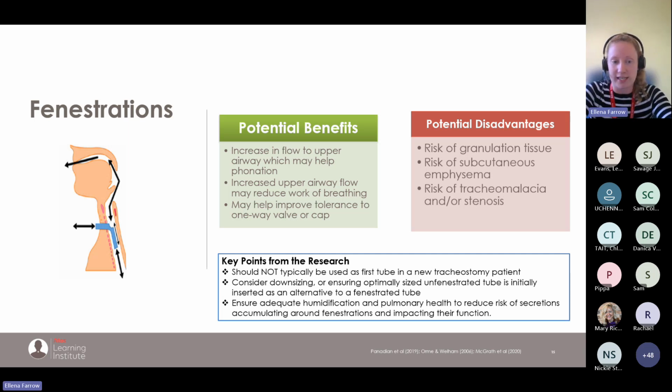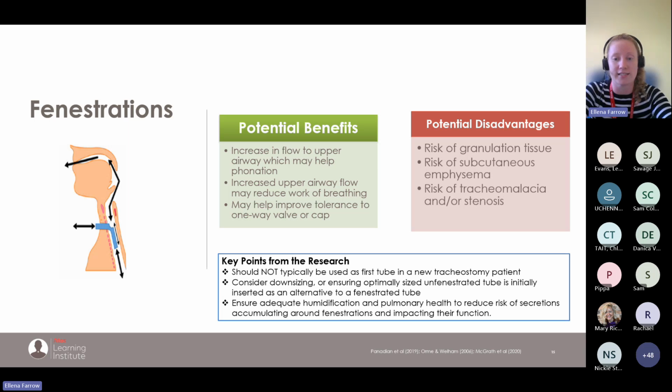So these are the key recommendations that we found in the research at the moment. The recommendation is that your fenestrated tube should not typically be used as a first-line tube in new tracheostomy patients. Clinicians should consider downsizing and using unfenestrated tubes, or ensuring the patient has an optimally sized unfenestrated tube rather than looking at fenestrations. And we'll talk about this a little bit more in the next few slides when we talk about dimensions and what we actually mean by an optimally sized tube.